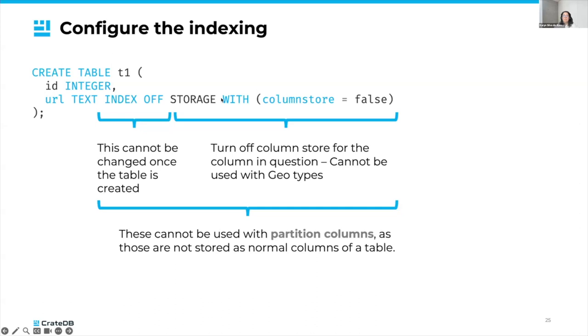Now the column store, that's quite interesting, because you can choose to turn off the column store for a specific column. One data type that this cannot be applied to is the geo types, so you cannot turn off the column store in that case. And that's it for how you can configure.